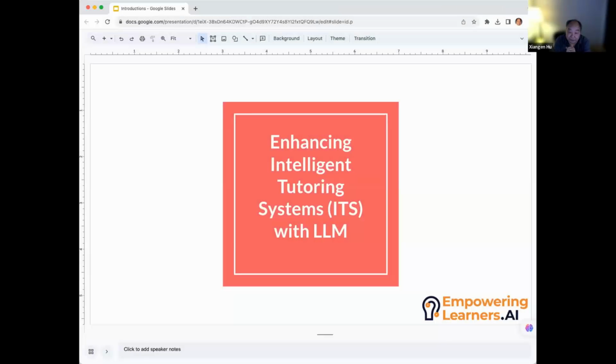So welcome to this panel. The title of this panel, you will see, is Enhancing Intelligent Tutoring Systems with Large Language Model. So we have a few panelists to discuss this.